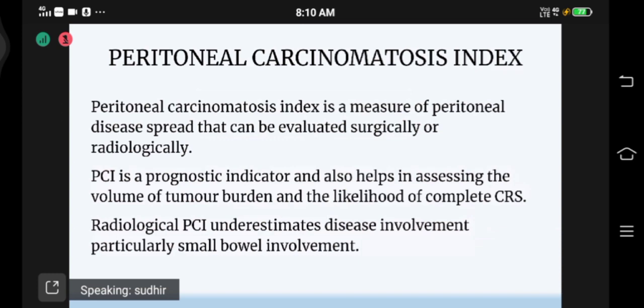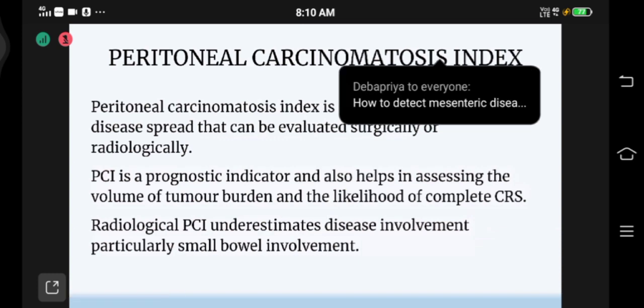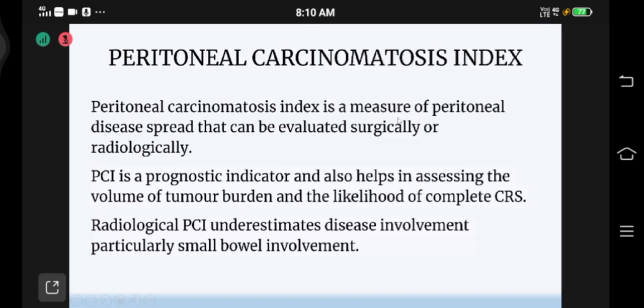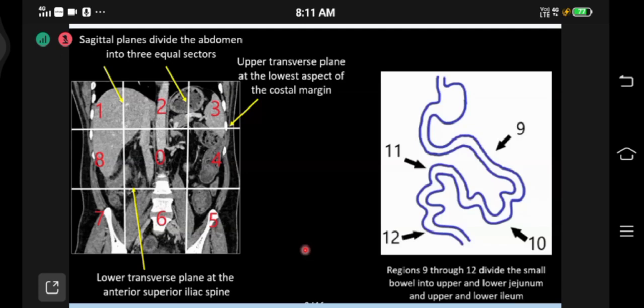Peritoneal carcinomatosis index is a measure of peritoneal disease spread that can be evaluated either surgically or radiologically. PCI is a prognostic indicator and also helps in assessing the volume of tumor burden and the likelihood of complete CRS, that is, cytoreductive surgery. Radiological PCI underestimates disease involvement, particularly in the small bowel. Detecting serosal deposits is still challenging. Okay, so this is how it is made.